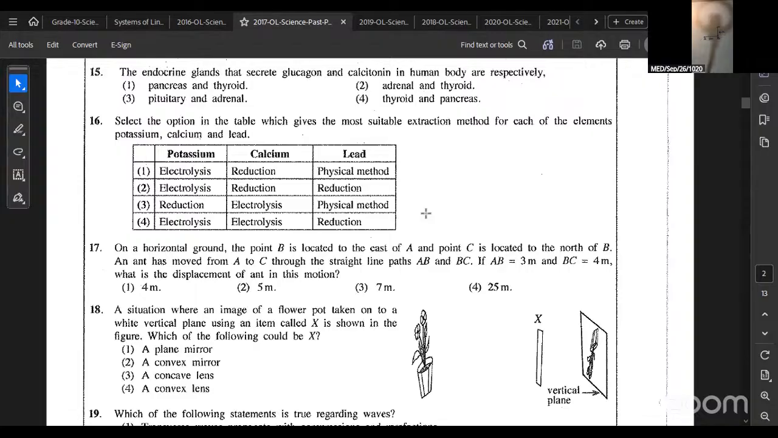They are asking the distance and displacement of the ant in this motion. If they ask the distance, be careful. They can give you a question like this and ask what is the distance. Distance is 3 plus 4, 7 meters. What is the displacement? Final minus initial. Between the final and the initial point, the shortest distance. So how do you find the shortest distance? By Pythagoras.